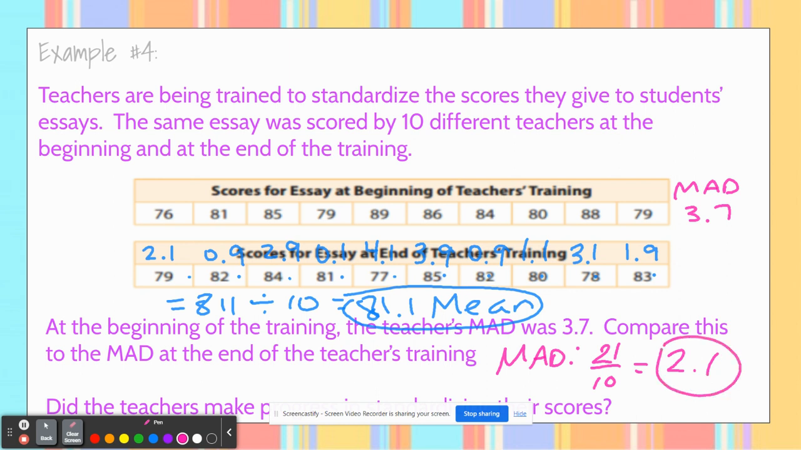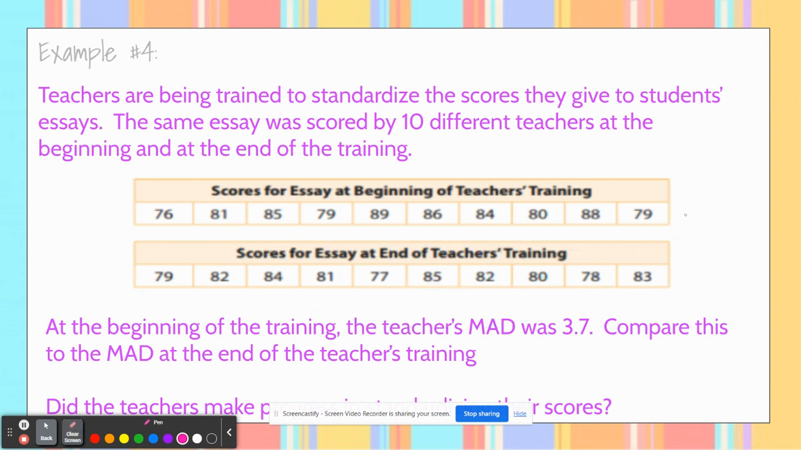So as you can see, if the average distance was 3.7 from the average, now the average distance is only 2.1, which means the teachers are being more consistent in their grading because they are all closer to the average. So they have improved their scores.